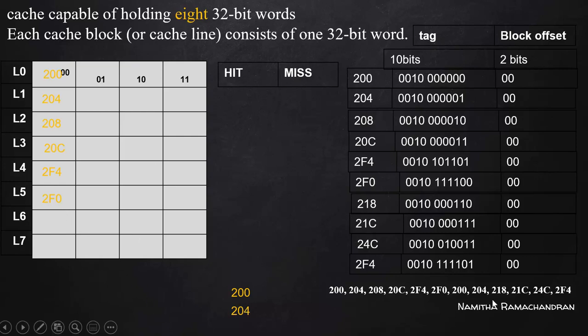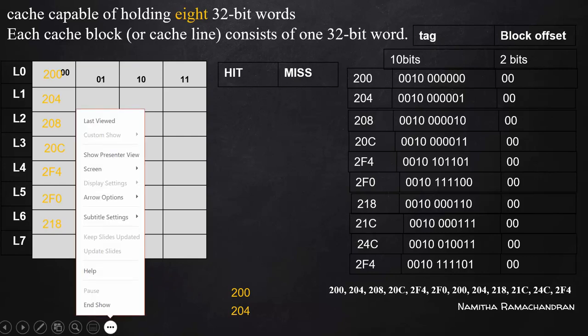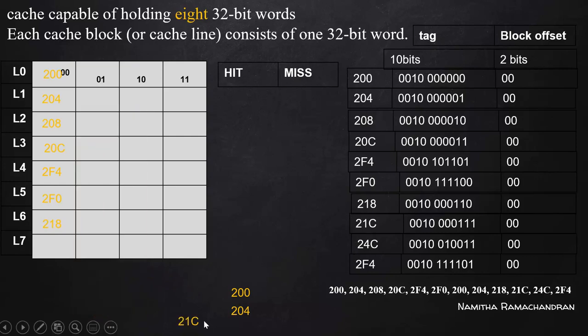Next is 218, not present. We can place it in this vacant space. Again 21C. Here we have one more line which is vacant, so without any overhead, we can place it directly in line number 7. Now the cache is completely filled.